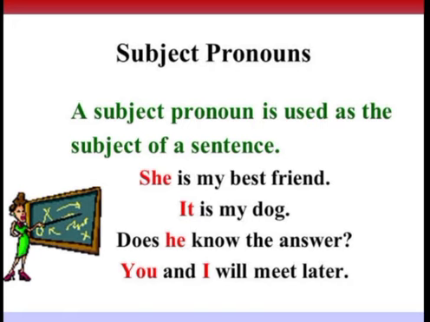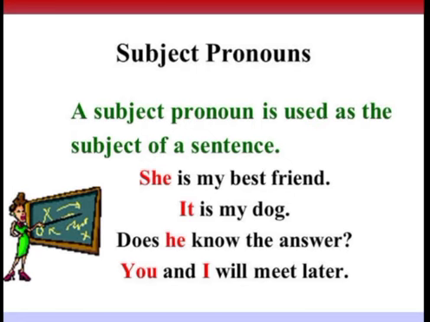A subject pronoun is used as the subject of a sentence. Means what? For example, "She is my best friend," where "she" is the subject. We have already studied subject and predicate, children, in our 5th, 6th and also 7th standards. So, "she" is the subject of the sentence, and it is a pronoun. So, it is a subject pronoun.